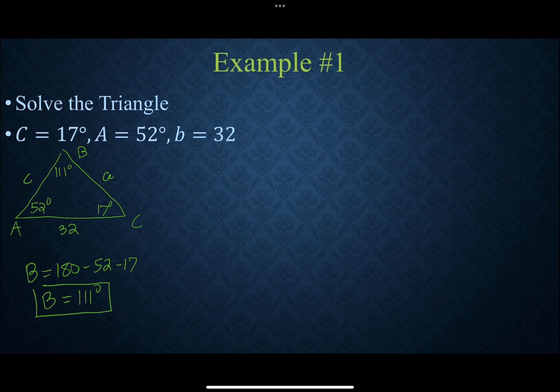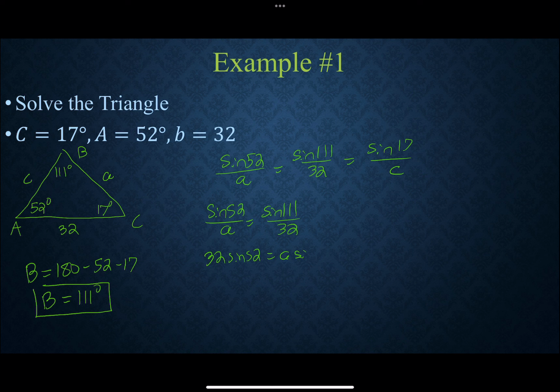Now for side A and side C, this is where law of sines comes into play. Because in order to solve for side A, I need to do sine of 52 over A, and I need to equal that to another ratio. Well, my three ratios would be sine 52 over A, sine 111 over 32, and then sine 17 over C. As you can see, if I use the sine 111 over 32 for both the sine A and the sine C ratios, I'll be able to solve for A and C. So sine 52 over A equals sine 111 over 32. I cross multiply: 32 sine 52 equals A sine 111. We divide over the sine 111.